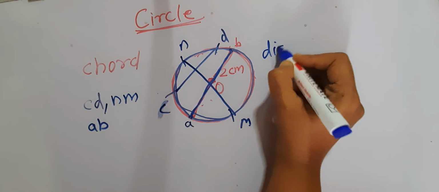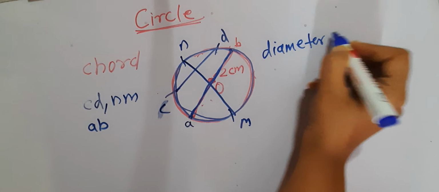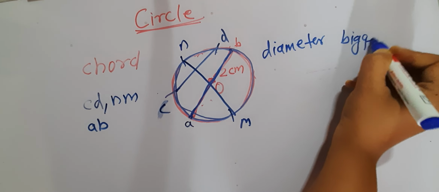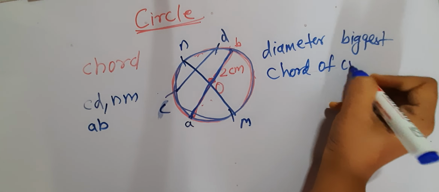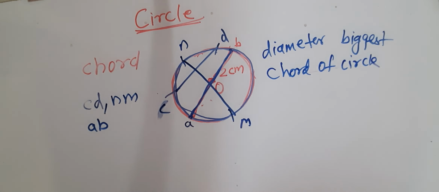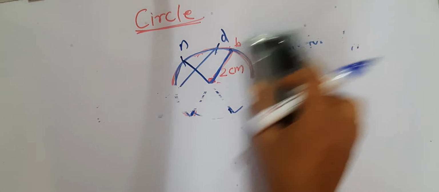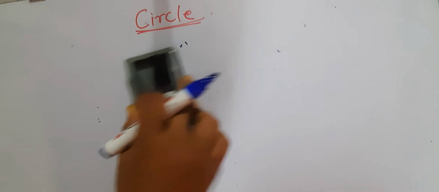Diameter is always the biggest chord of a circle. Okay, so you understand what is a chord? A chord is a line segment that joins any 2 points on the circumference of a circle, and the diameter is always the biggest, longest chord of the circle. Now next is the arc of a circle.